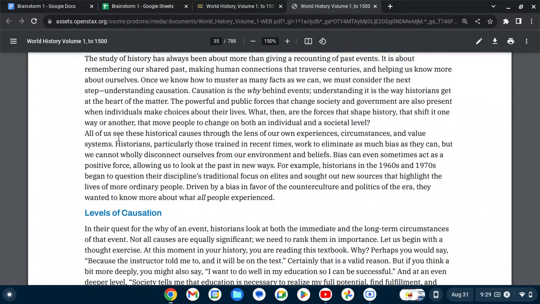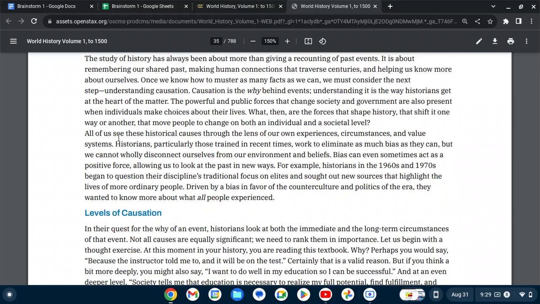The study of history has always been about more than giving a recounting of past events. It is about remembering our shared past, making human connections that traverse centuries, and helping us know more about ourselves. Once we know how to muster as many facts as we can, we must consider the next step, understanding causation. Causation is the why behind events. Understanding it is the way historians get at the heart of the matter.